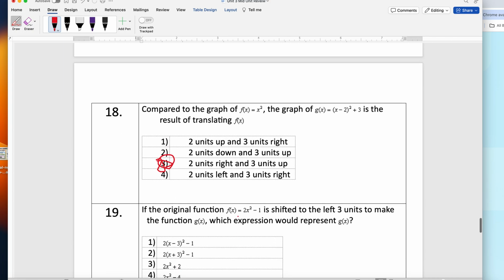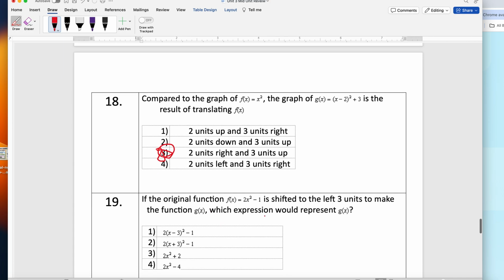If the original function f of x equals 2x squared minus 1 is shifted to the left 3 units to make the function g of x, which expression would represent g of x? Our parent function is x squared. Remember when we talked about our different parent functions? This is our quadratic function here. That 2 is outside of it, and this minus 1 is outside of it.